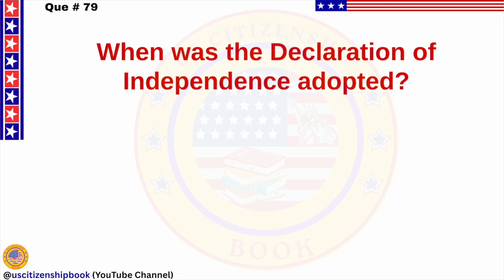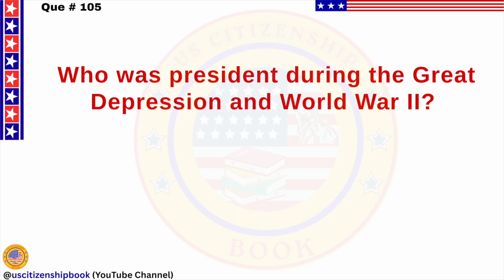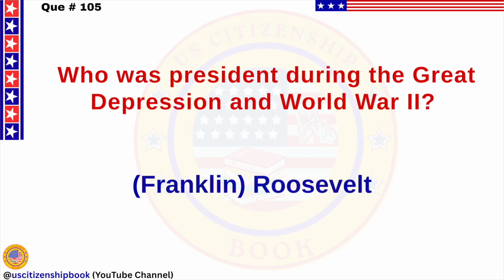When was the Declaration of Independence adopted? July 4, 1776. Who was president during the Great Depression and World War II? Franklin Roosevelt.